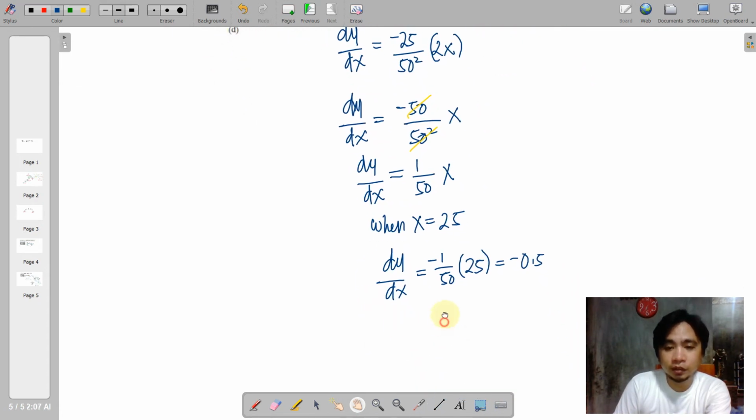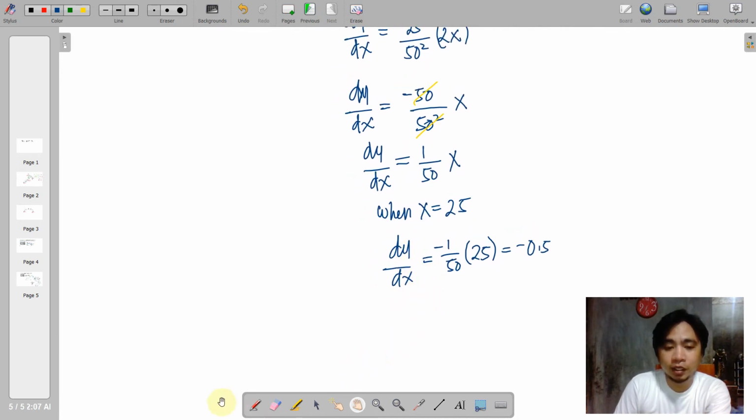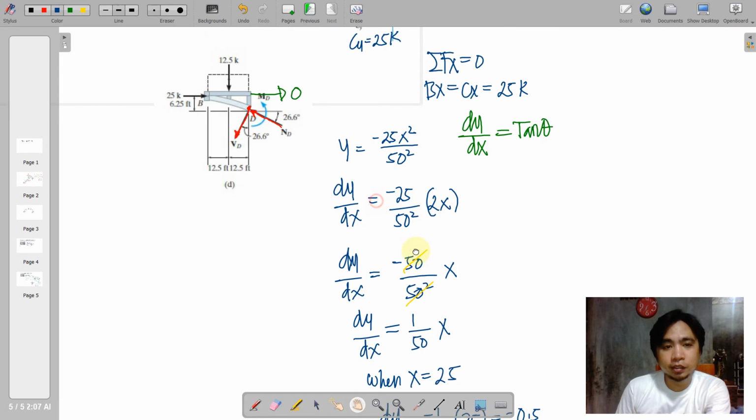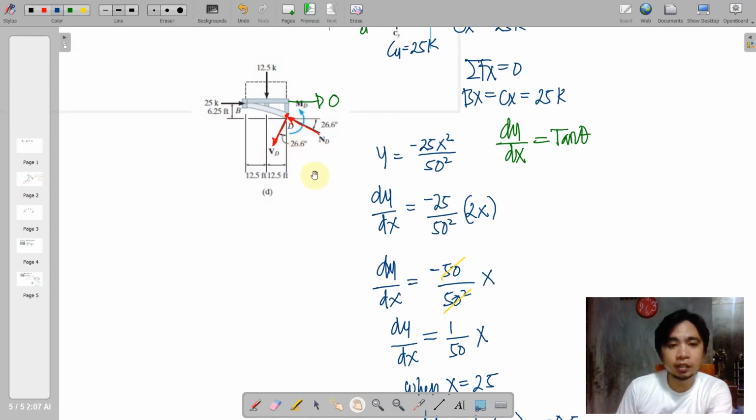Okay, so with that, remember that dy over dx is actually tangent theta. And your tangent theta will be equated to negative 0.5, so we can get the angle. So that angle will be equal to 26.57 degrees. That is why this indicated here the angle, 26.6 degrees. And it is actually referred to the horizontal line. So we can see that your normal is inclined at the horizontal line. Okay, remember this.